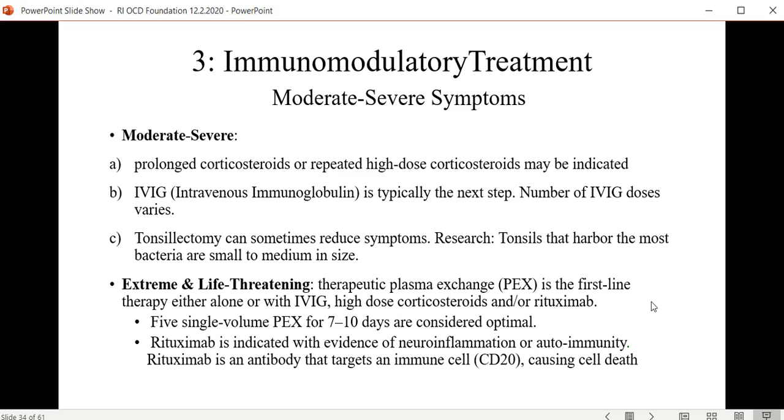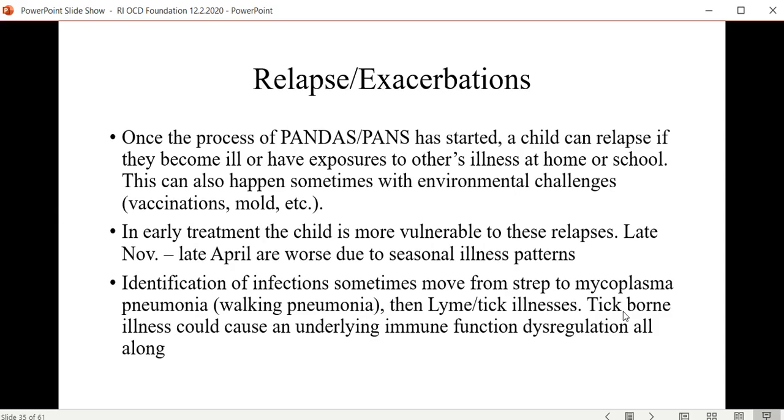And then in very high risk, extreme life-threatening situations, you can get plasmapheresis, which is where they take your blood out and clean it off and put it back in, or a drug now called rituximab, which is used in children and adolescents with rheumatoid arthritis. They have relapses and exacerbations, especially if they have environmental exposures, including vaccinations, mold, a sibling who comes home, a classmate who has strep, flu going around, et cetera. And because of that, the worst cases are in late November to April, which is seasonally ill patterns.